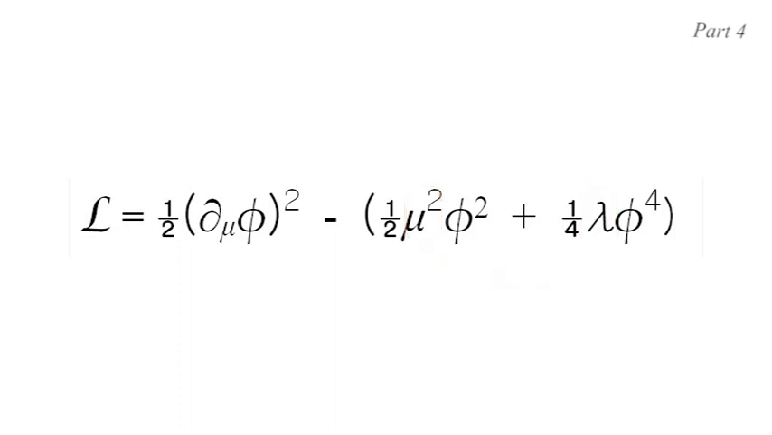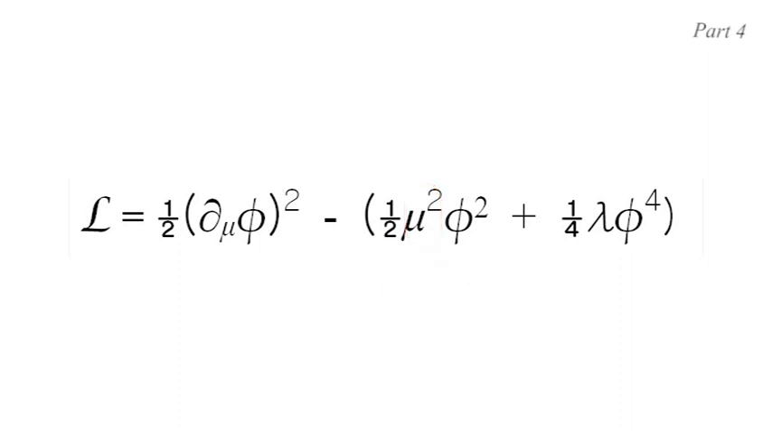Much more interesting, however, is if we consider a different scenario. Still the same Lagrangian for the scalar Higgs field given by this formula, and we'll still keep lambda positive, but this time we'll make mu squared negative. Remember that this will mean that the mass of any excited particle is imaginary, whatever that means.